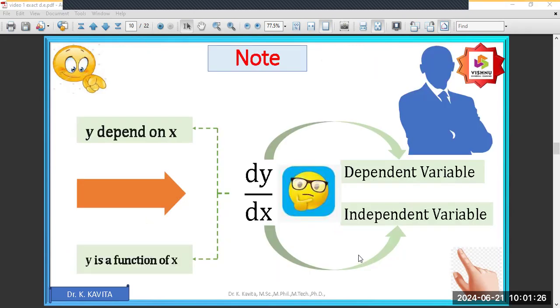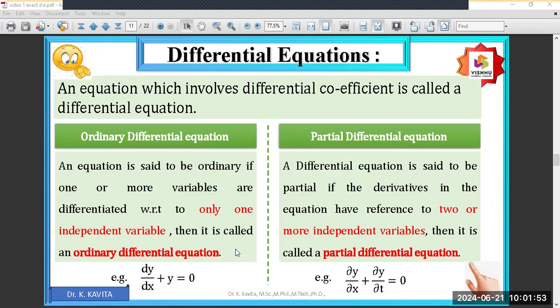One thing we need to note is that a differential equation contains two different variables, especially in ordinary differential equations. When you see dy by dx, y in the numerator is the dependent variable, and in the denominator we have one more variable, which is called the independent variable. So we can say y depends on x, y is a function of x.